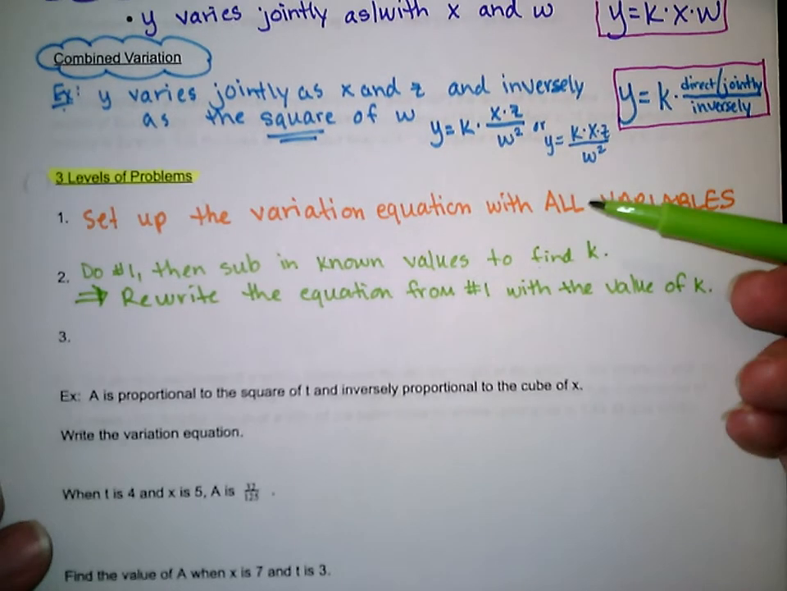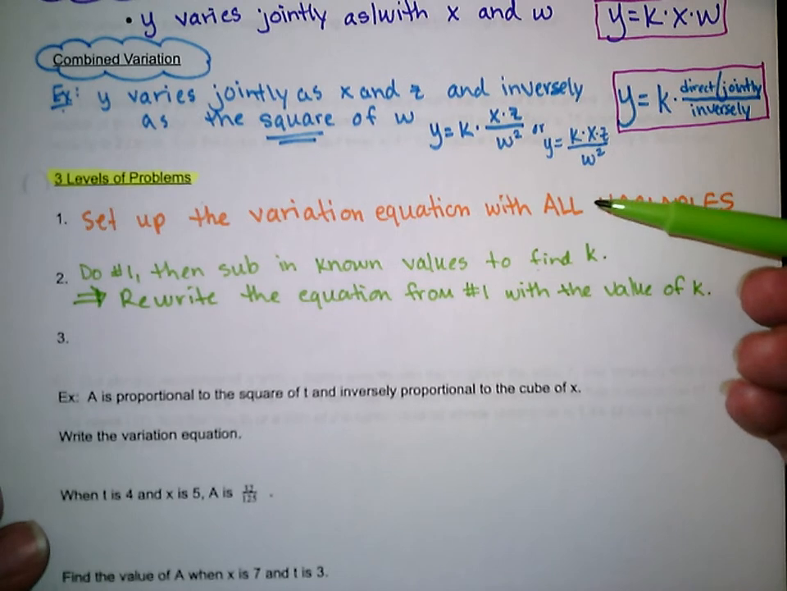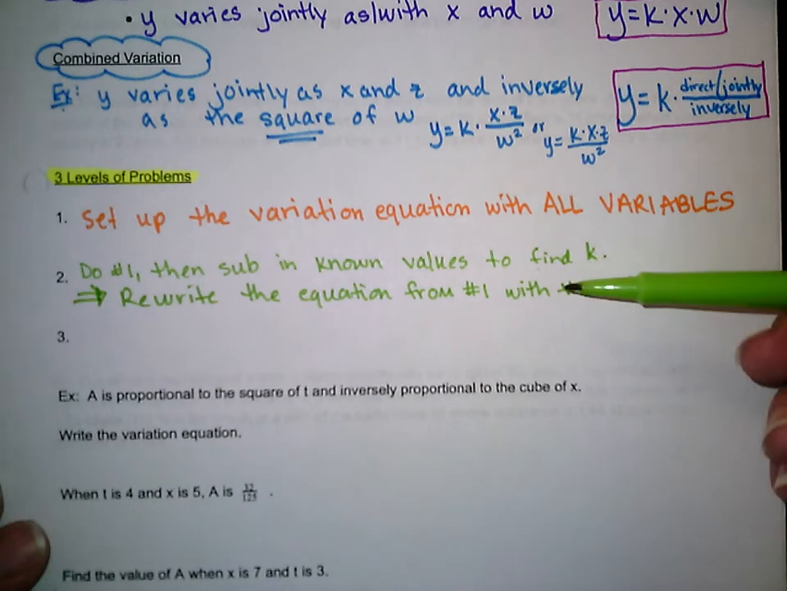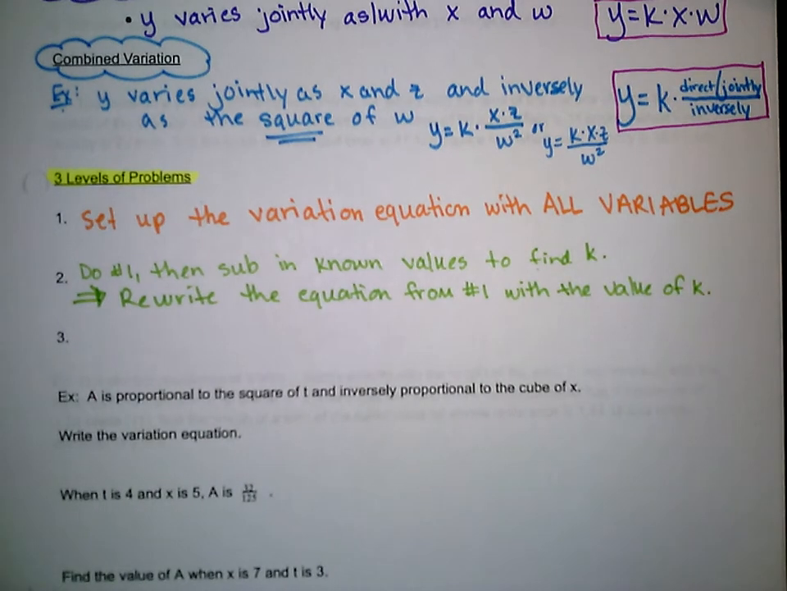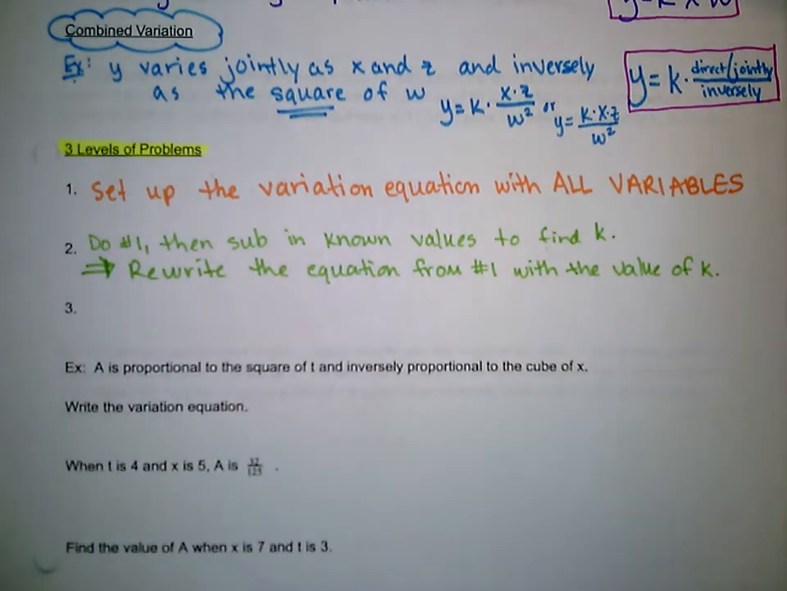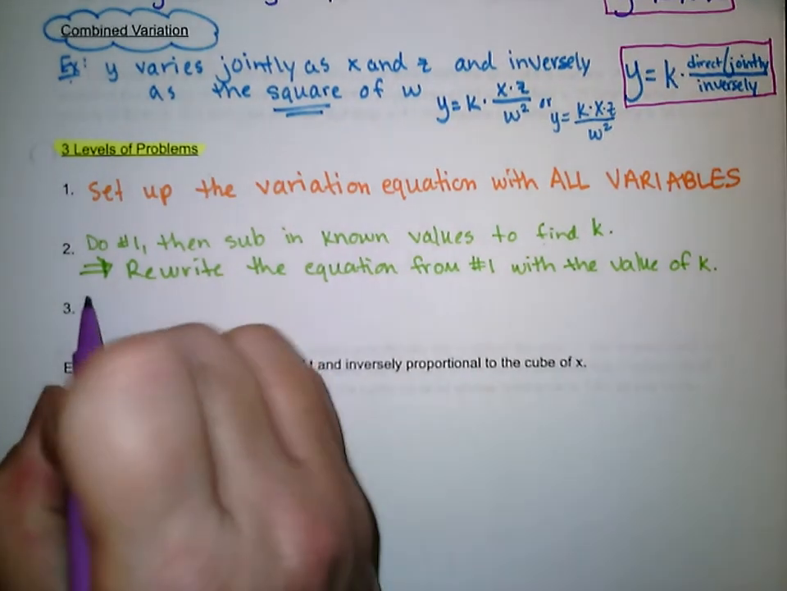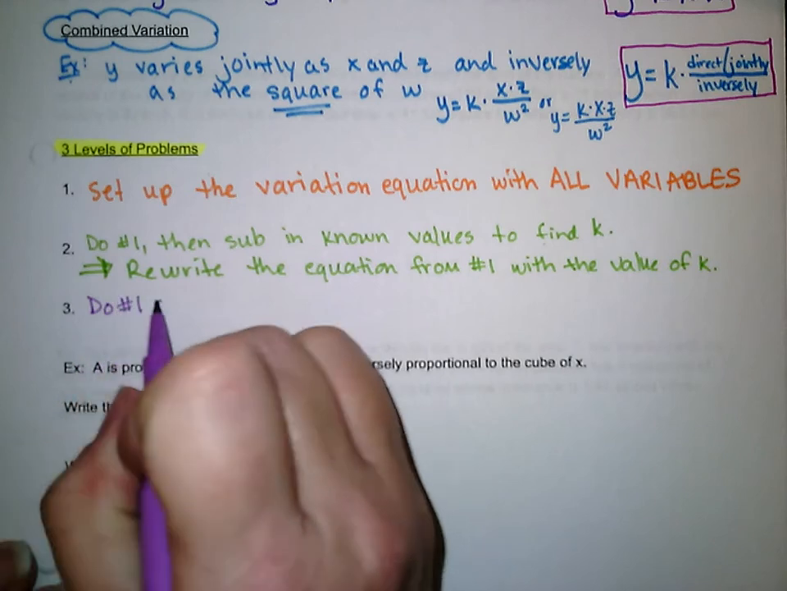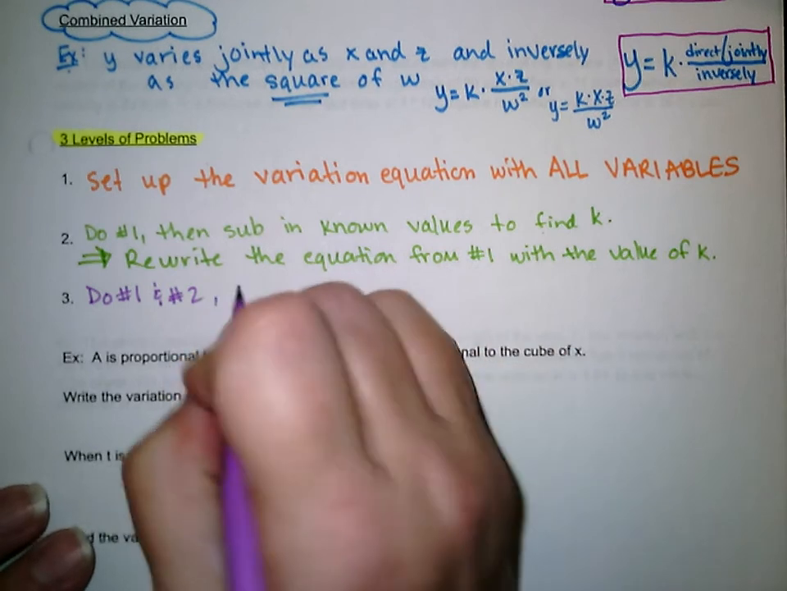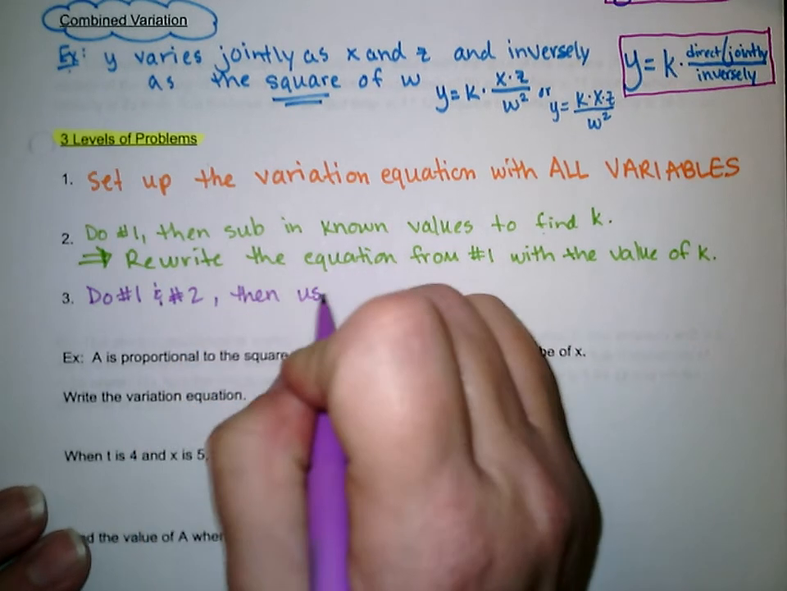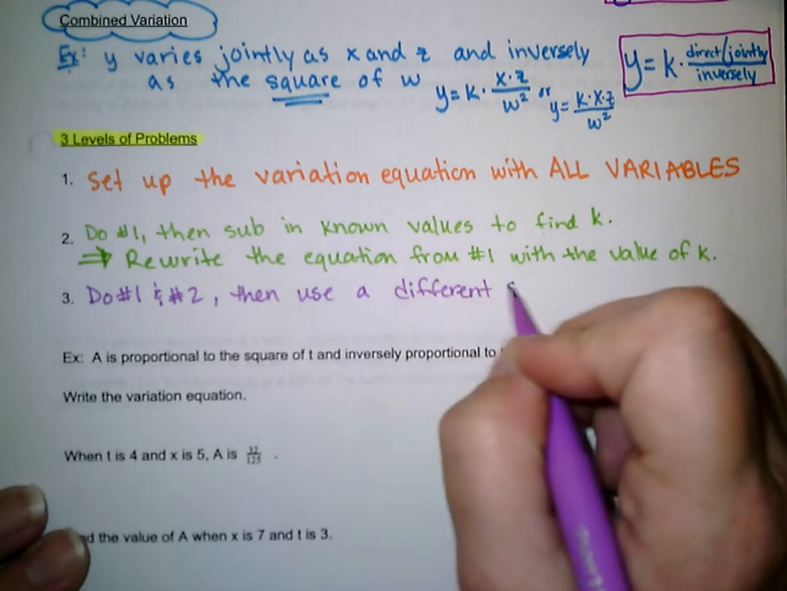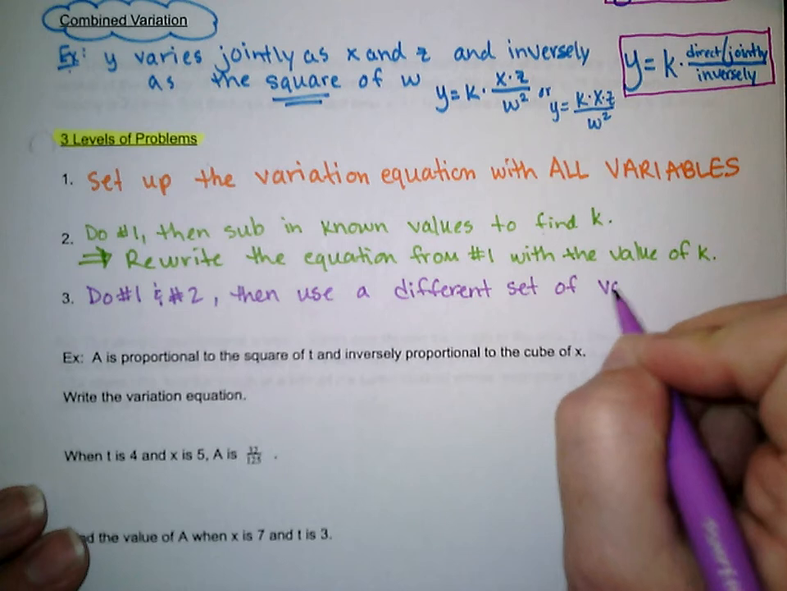So this first step would be like writing the variation equation. Then this would be like the general variation equation, find k and then write it in there. Replace the k with the number you got. And then level 3 is we have to do number 1 and number 2. Do those first 2 steps, but then use a different set of values that's missing 1 to find an unknown.